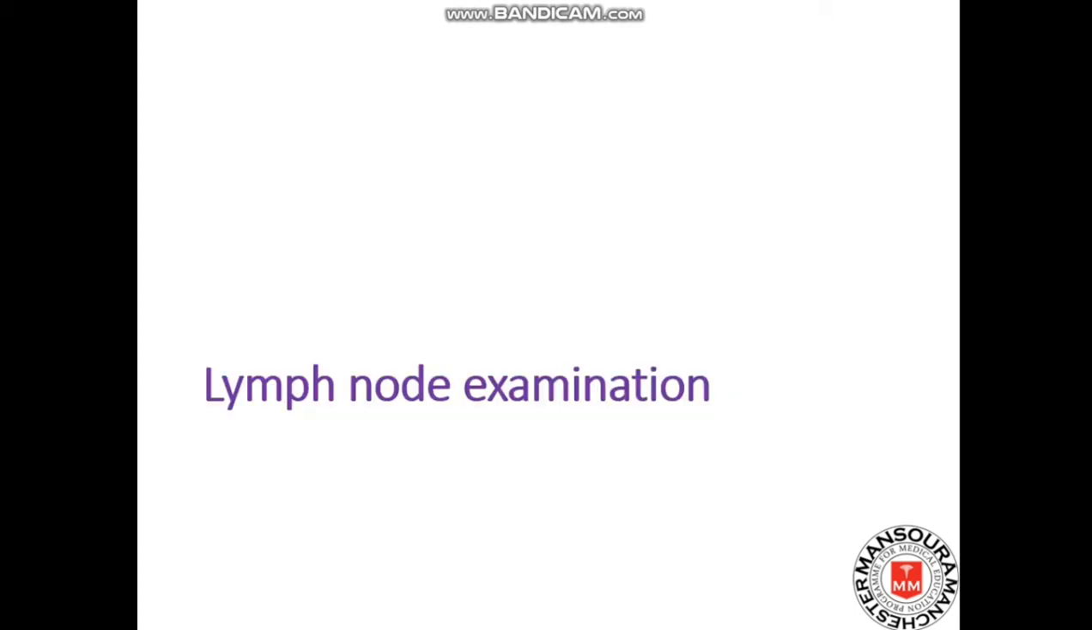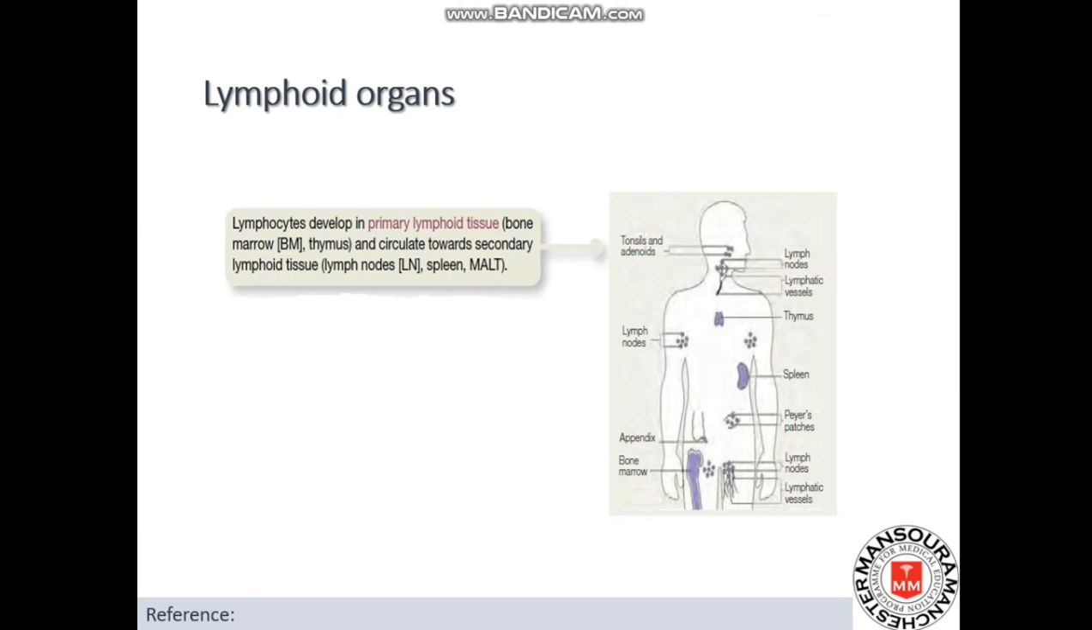Lymph node examination. Lymphoid organs consist of primary lymphoid tissue and secondary lymphoid tissue. Lymphocytes develop in primary lymphoid tissue, which is bone marrow and thymus, and circulate toward secondary lymphoid tissue, which is lymph node and spleen, and the mucosa-associated lymphoid tissue.